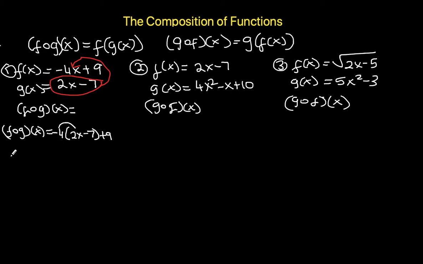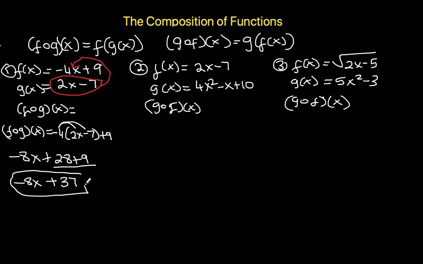-4 times 2x is -8x. -4 times -7 is a positive 28, excuse me. And then drop the 9. These two are like terms, so -8x plus 37. So f circle g will equal -8x plus 37.